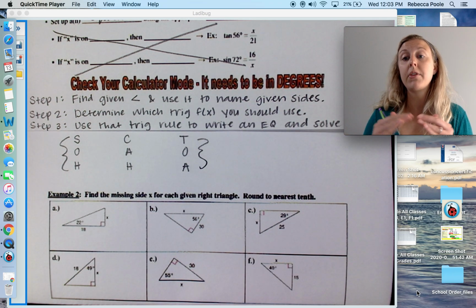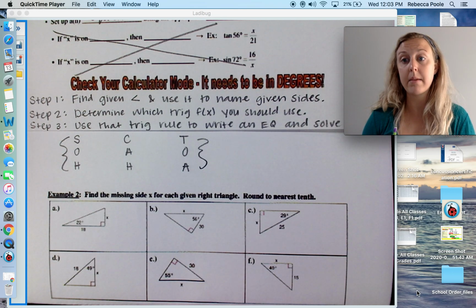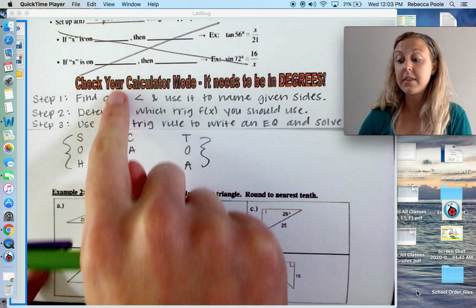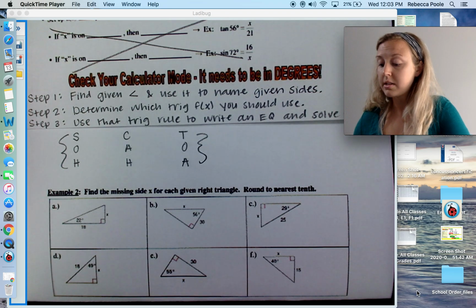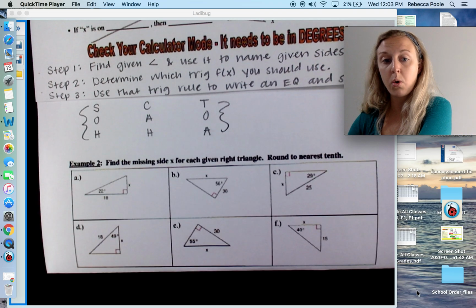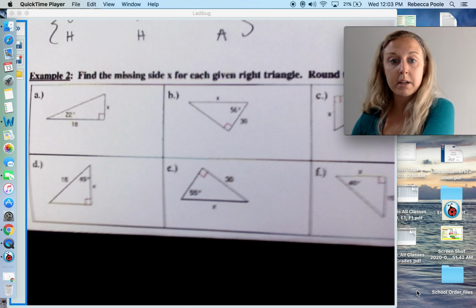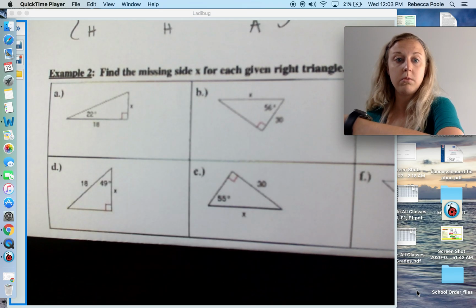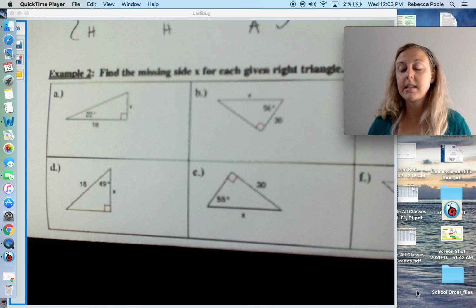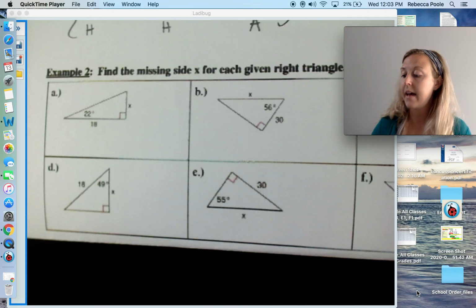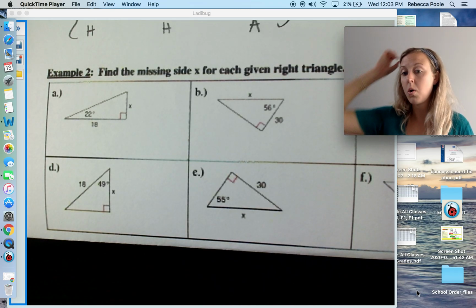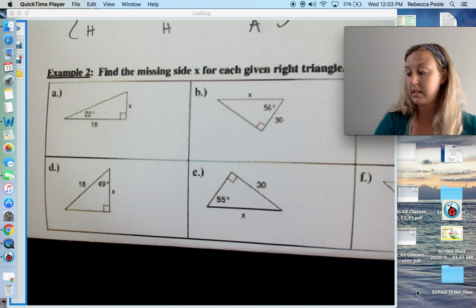The big thing about these is you really need to watch the examples and make sure you understand these 3 steps, okay? So let's go ahead and start with example A. I'm going to zoom it in so y'all can see really well. All right, and it says find the missing side x for each given triangle, round to the nearest tenth.